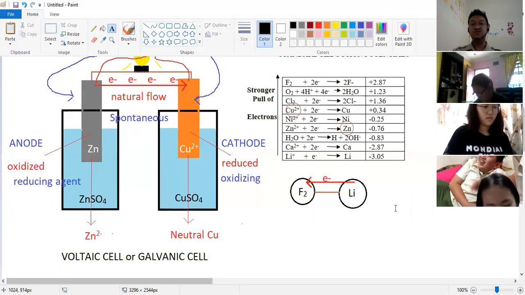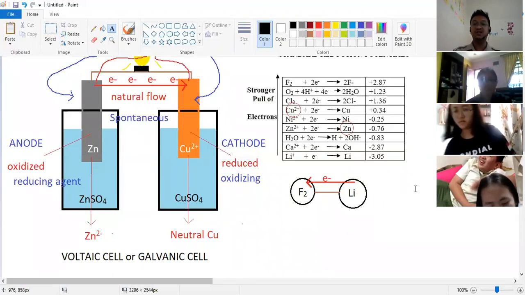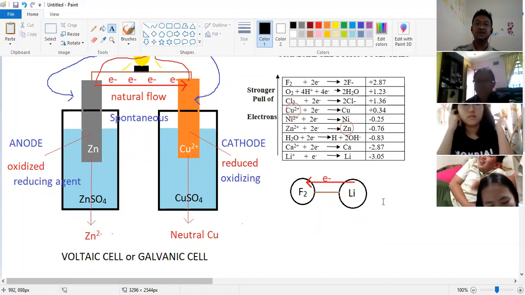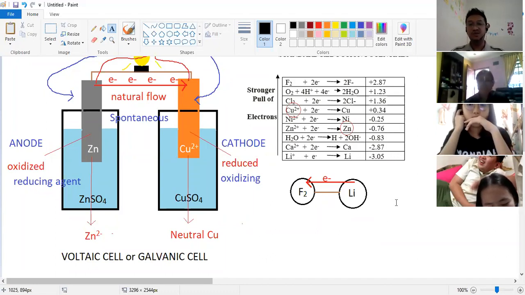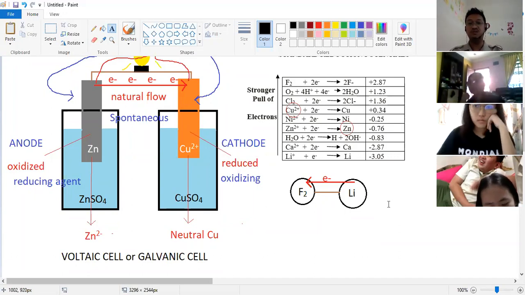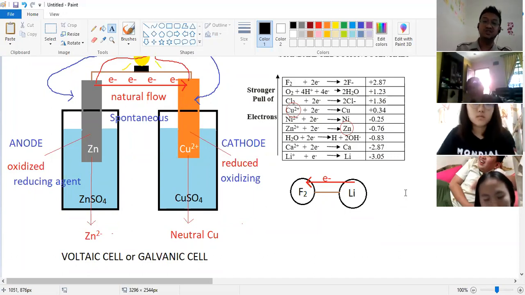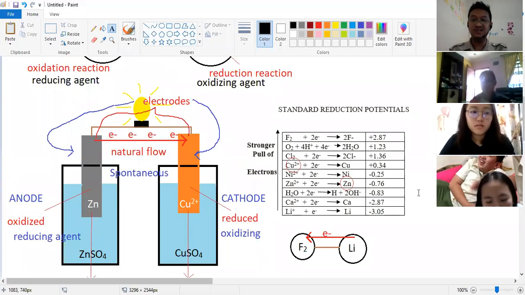Next meeting we will continue with the other one, which is the non-spontaneous reaction. I'll give you an example of that, and then we will do some other activities after we finish the spontaneous and non-spontaneous reactions. Do you have any questions, guys, regarding this topic?